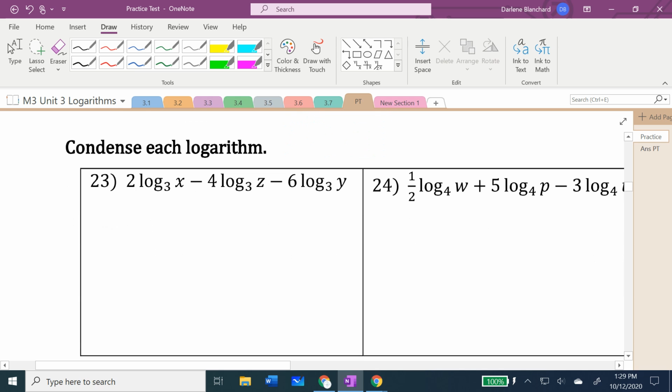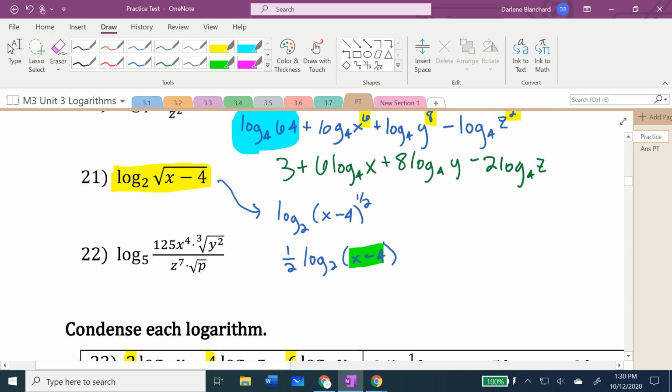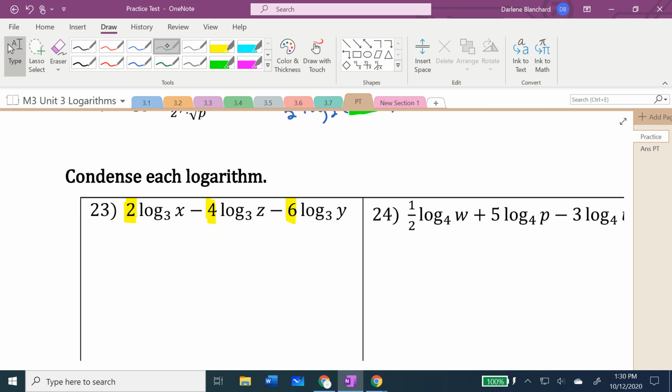Okay, let's look at condense. When you're condensing, what multiplies needs to be the first thing. And, condensing is the reverse process of expanding. So what we did last, we will now do first. We will bring these multipliers inside the logarithm as an exponent.